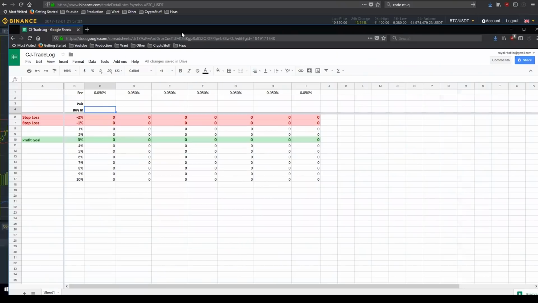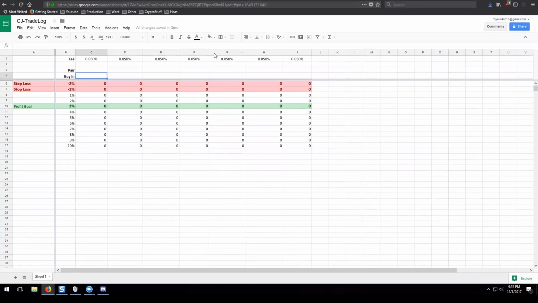So what does it look like? Looks like this. Fairly straightforward and easy to use. It already has the fees calculated in for the profits area, not the stop losses. And it's already set to 0.05, which is what we would be using on Binance, which I should probably cover, and I'll cover that in a bit.